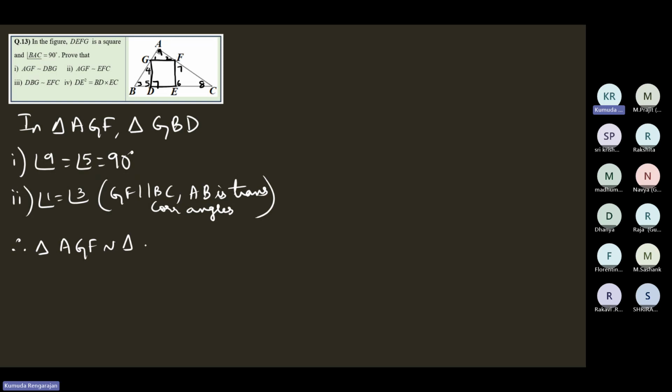So in the other triangle, D is 90 degrees. Then G is angle 1 and angle 1 is equal to angle 3. So if you say G in the first triangle, you must say B in the second triangle. So DBG, by double A similarity criteria.